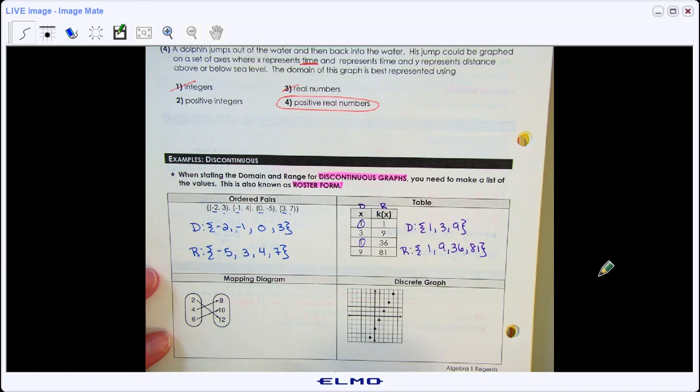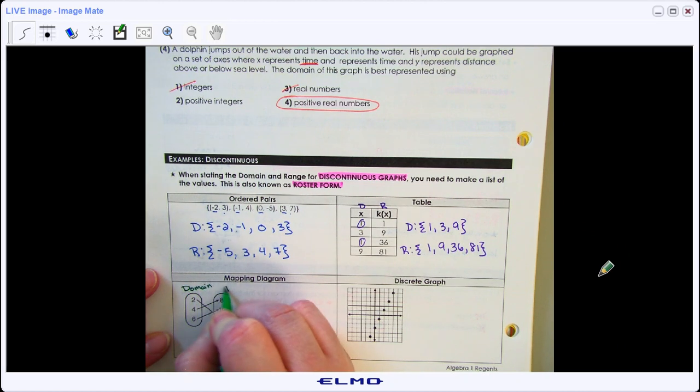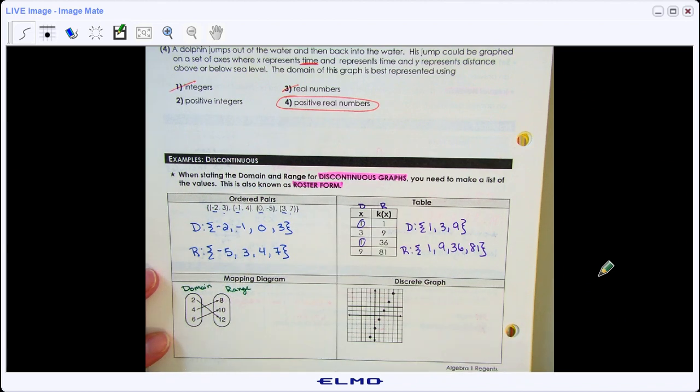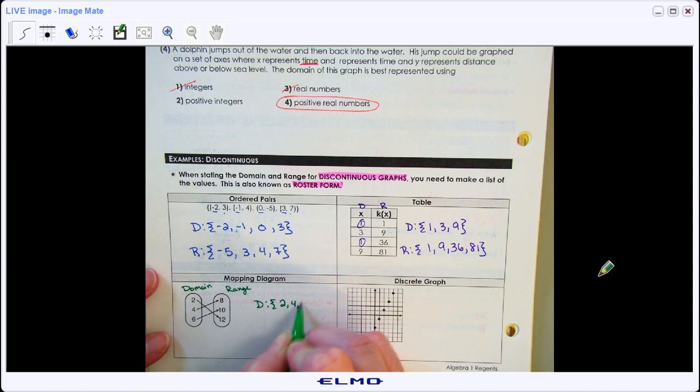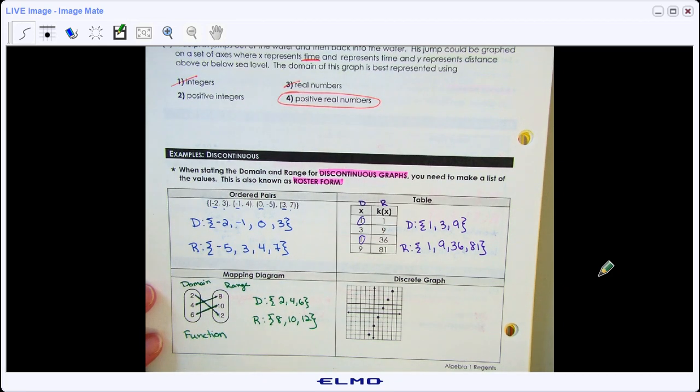Mapping diagram. This is new for us. Where the arrow starts from, that is our domain. Where the arrow ends, that is our range. So our first little bubble here is our domain. Second little bubble is our range. So our domain would be 2, 4, 6. Our range would be 8, 10, and 12. Now this one, each domain has only one arrow coming from it, so that means they're each used once. This would be a function in mapping diagrams, because again, each domain has only one arrow coming off of it.